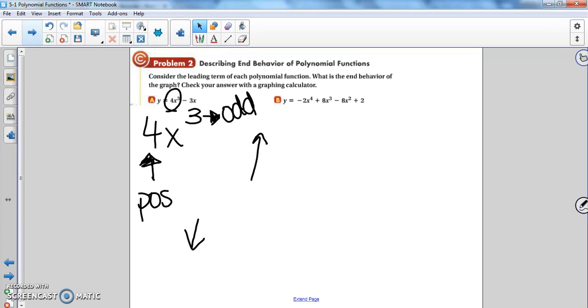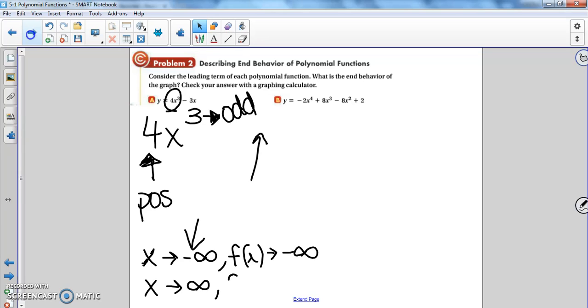In order to say this, we would say as x approaches negative infinity, so as we're going to the left, our function f of x is approaching negative infinity because it's going down. And as x approaches positive infinity, or as we're going to the right, f of x is approaching positive infinity. You guys try the next one on your own.